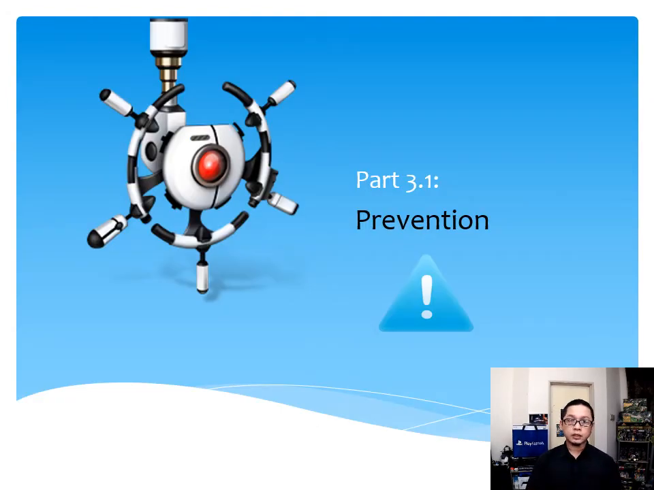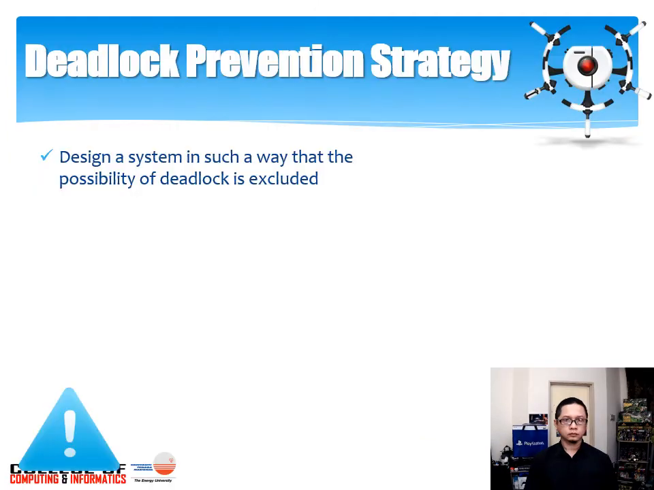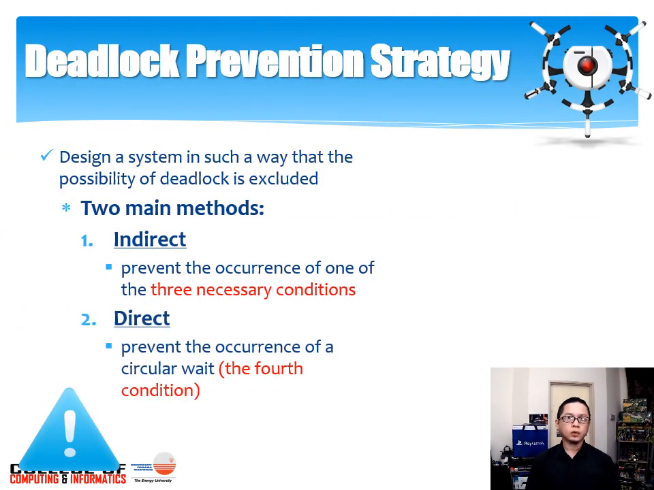So in the first order is of course the prevention method. How do you actually prevent the four conditions from happening? Now, there are two approaches in actually preventing deadlock from happening. There are the indirect approach and the direct approach. The indirect approach is actually to prevent the occurrence of the first three necessary conditions.